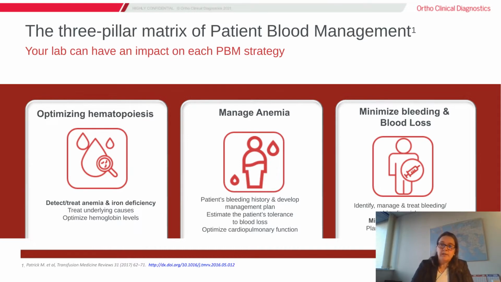The third pillar is minimizing bleeding and blood loss. This means identifying, managing, and treating bleeding and bleeding risk, including coagulation testing, which is not detailed in this presentation. Also minimizing phlebotomy and planning and rehearsing different procedures. Through all these three pillars, we can say that indeed the lab can have an impact on each pillar and each strategy belonging to these pillars.